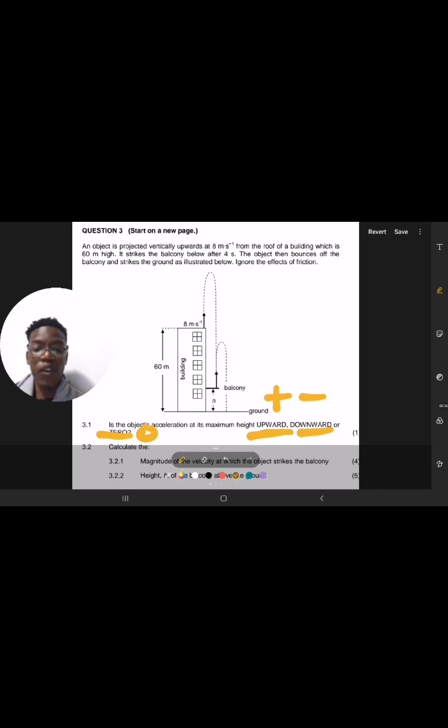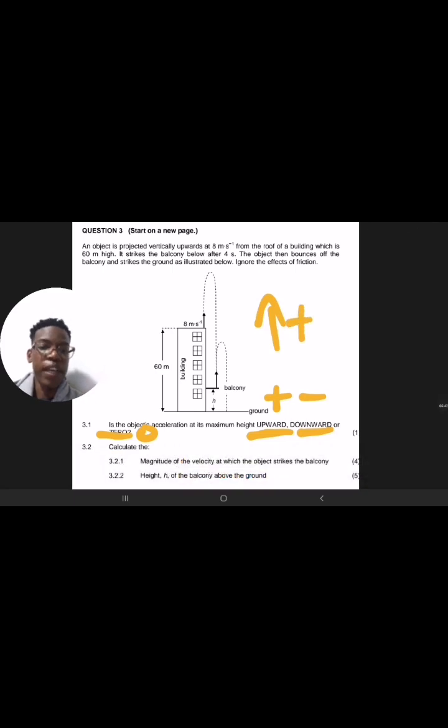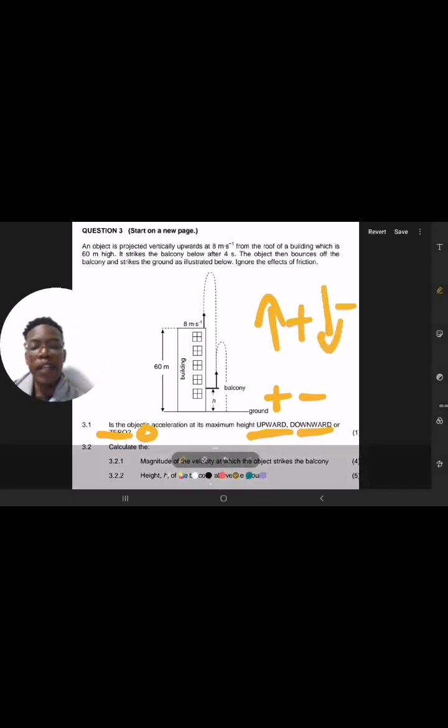Is the object's acceleration, when the object is at its maximum height, positive, negative, or zero? That's if we take up as positive and down as negative, right? You could have the opposite sign convention, but I'm not going to cover that here, just to avoid confusion. Okay, so upwards is positive, downwards is negative. Is the acceleration positive, negative, or zero?